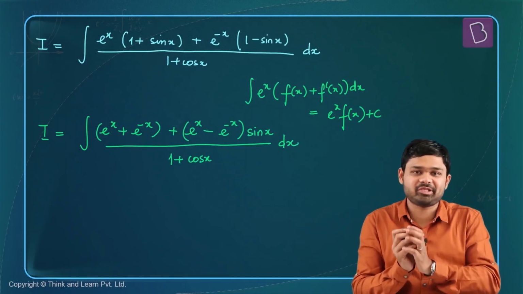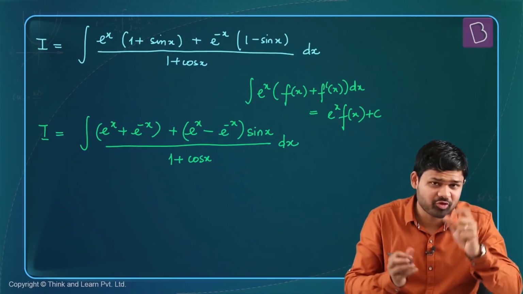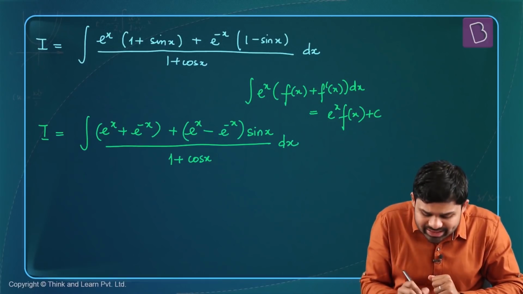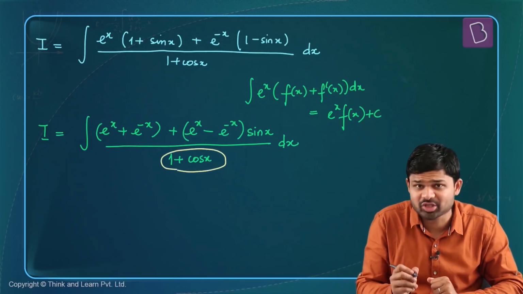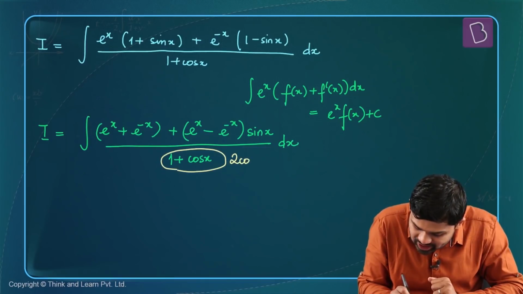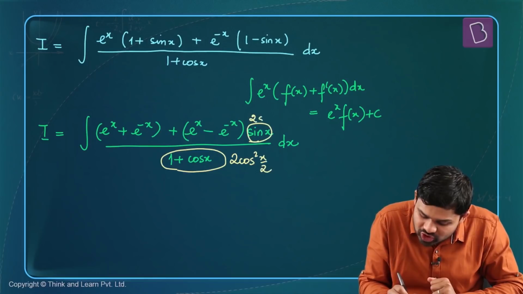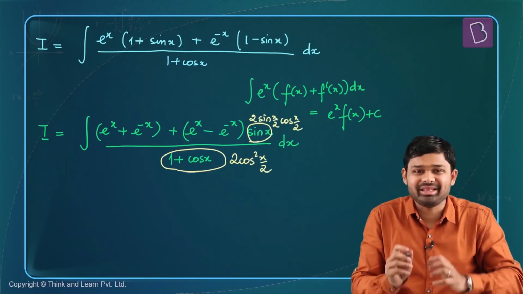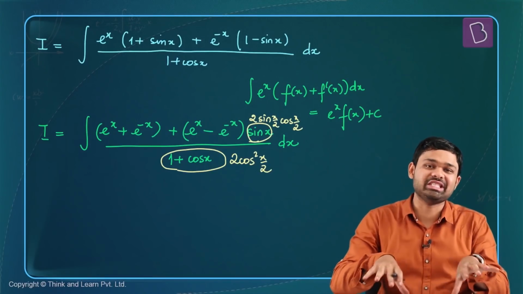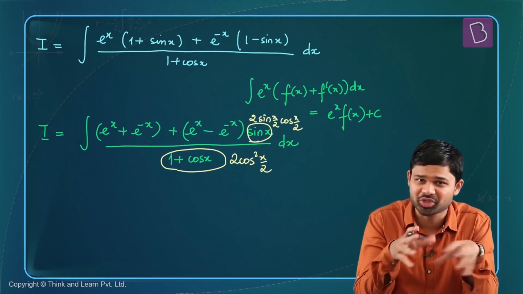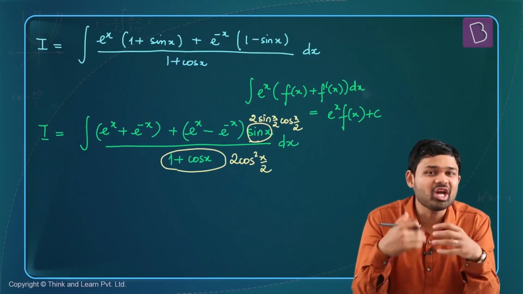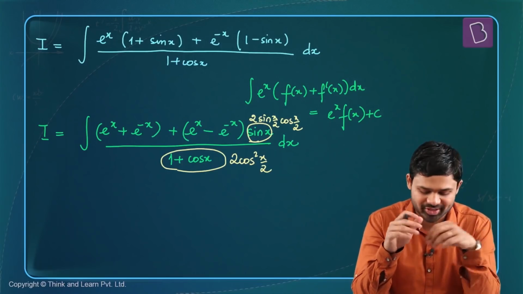Now I've rewritten my expression in this way, and that is for a reason. What I do next is I am going to write 1 plus cos x as 2 cos square x by 2 and sin x as 2 sin x by 2 cos x by 2. Again, these are standard things that we do as soon as we see such terms in an integration question. So these should come to you very organically in integration questions.